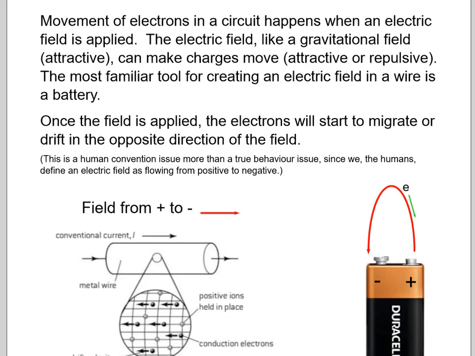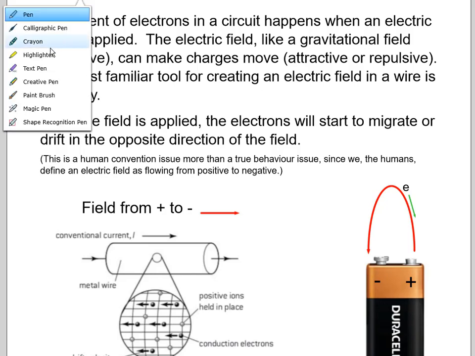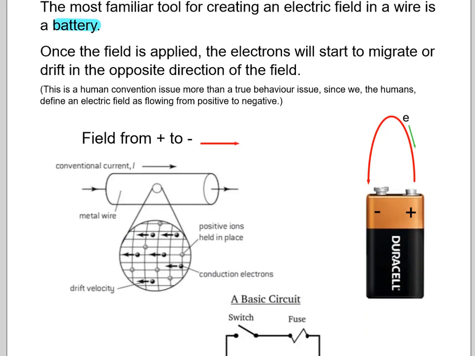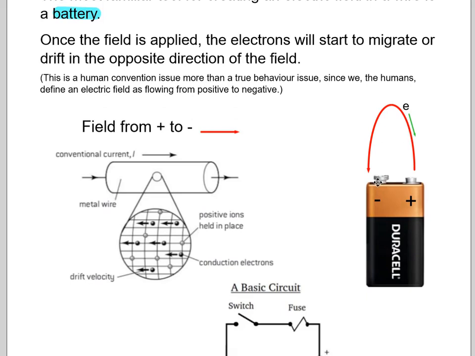Okay, so now, movement of electrons in a circuit happens when an electric field is applied. So this will be new terminology, even though it's a concept you've dealt with for many, many years. The electric field, like a gravitational field, can make charges move. Okay, so our most familiar tool for doing this is a battery. So when you attach a battery to a wire, like you can see over here on this right-hand diagram, you can see a little red line that indicates that electrons will want to start moving.